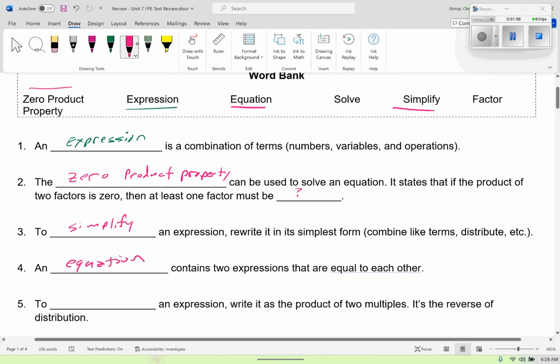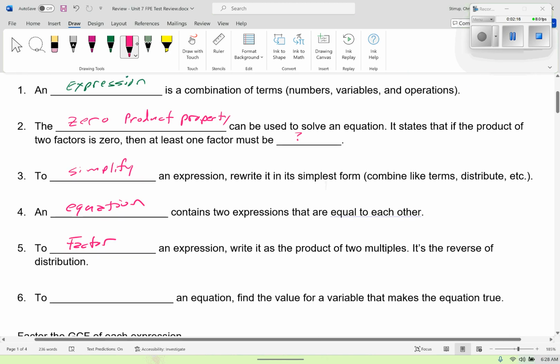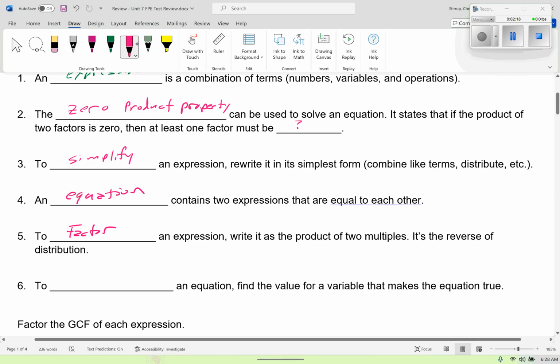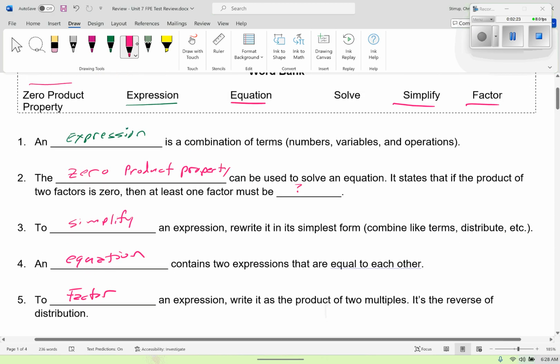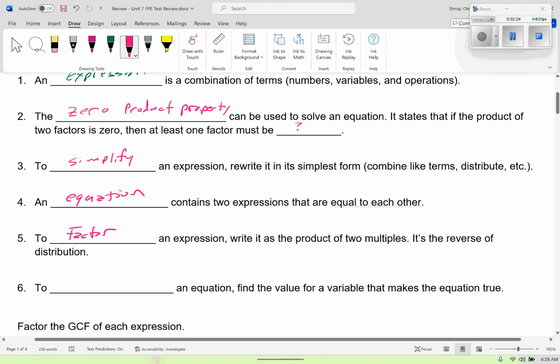To blank an expression, write the product as two multiples, then reverse the distribution. To blank an expression, write as the product of two multiples, and it's the reverse of distribution. So to factor, factor is opposite of distribution. And then to blank an equation, find the values for the variable that makes the equation true. So that's to solve.